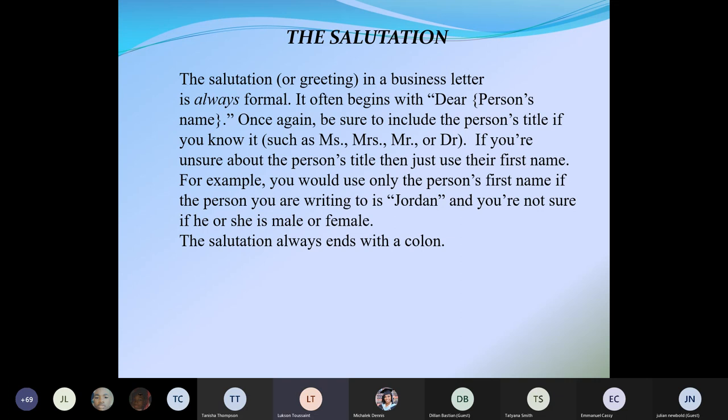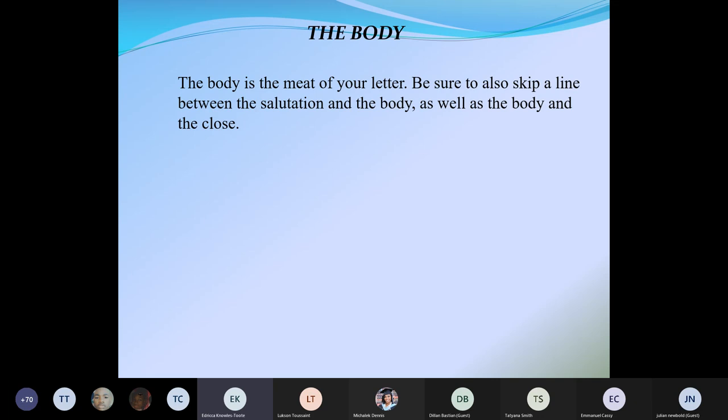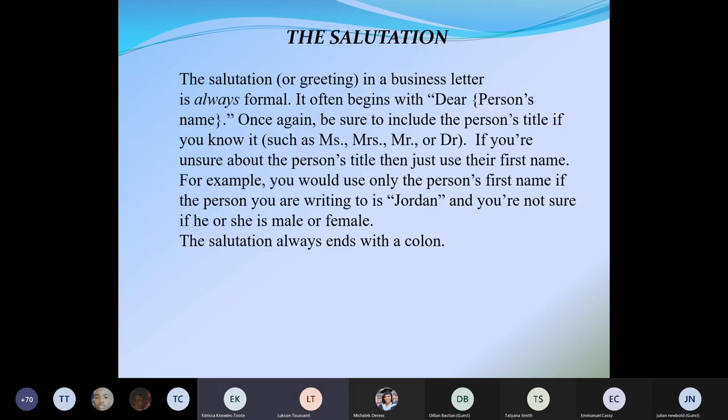Hey, Mr. Tucson. Yes, ma'am. Just to clear up something you said with the salutation. Can you go back, please? This is for the business letter, correct? Yes, ma'am. Okay. You said to use, I don't know if that's a typo there, their first name?